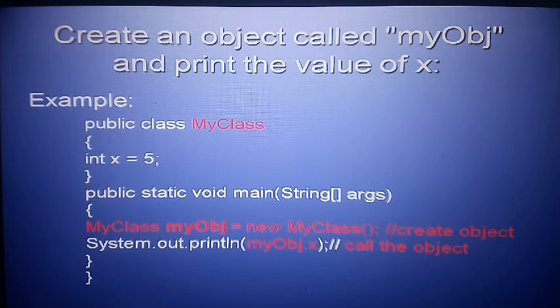Here I'm storing the value of x in the object myObj. So where has 5 gone? 5 is stored in myObj, and the result will be 5. So with the help of the dot we can call the value.